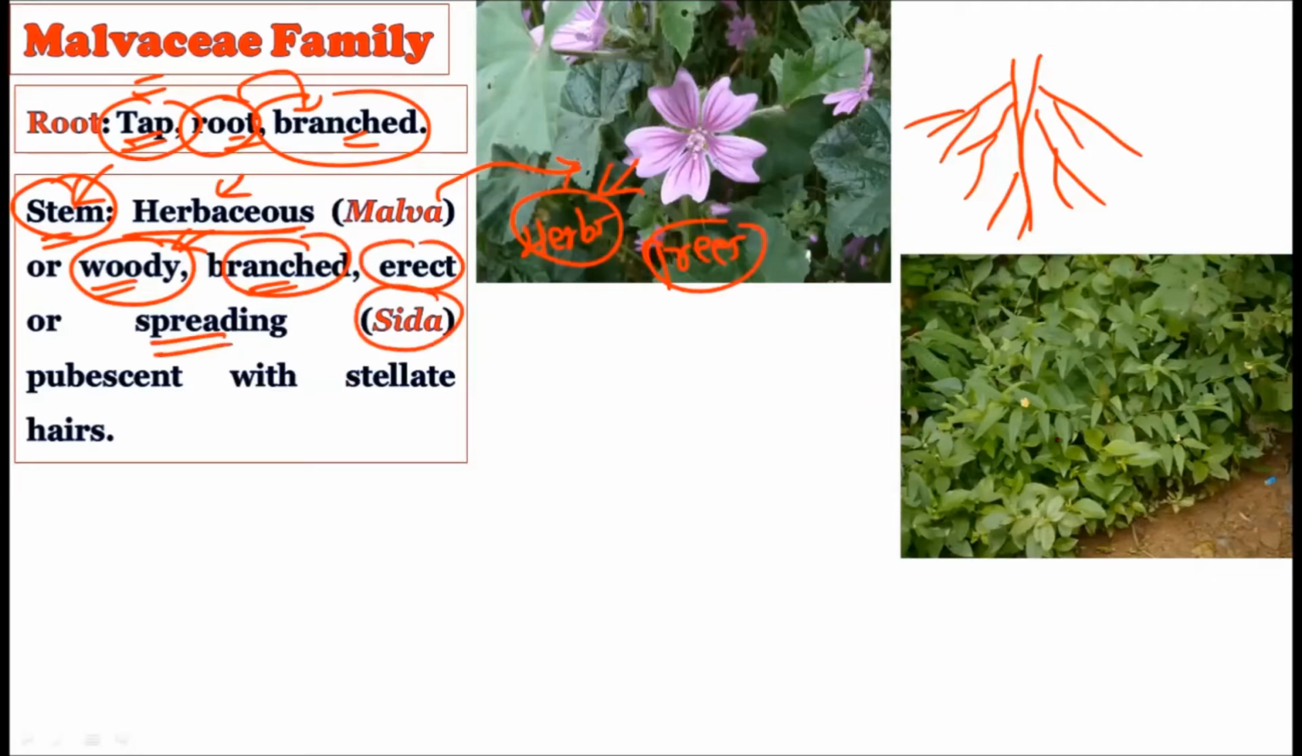For example, sida. Okay, observe this plant. This is the sida genus plant, and they were spreading plants. Okay, they were not growing upward like this, but they were spreading laterally, and hence we say their growth is the spreading growth or the creeping growth. So here we have the sida example for the spreading type of stem, not the erect stem. For the erect stem we have the example of a malva, but for the spreading stem we have the example of a sida. Okay, now see the pubescent with the stellate hairs.